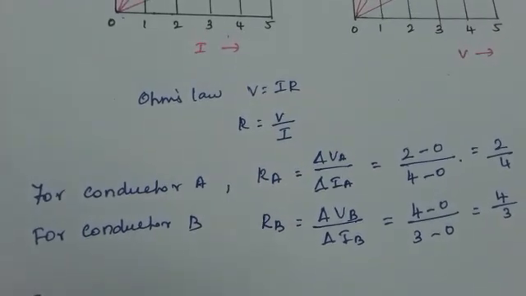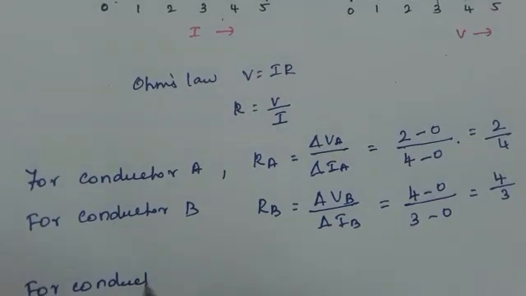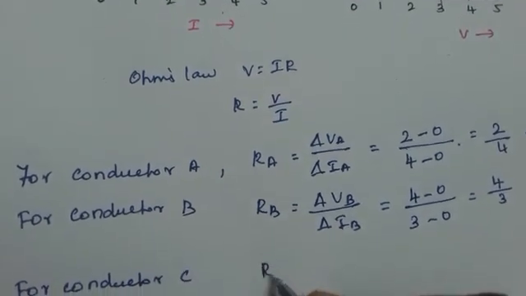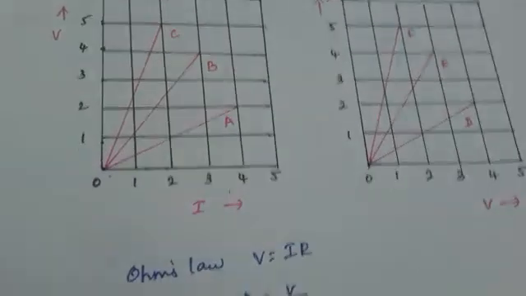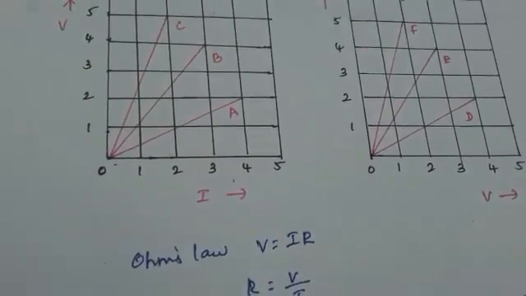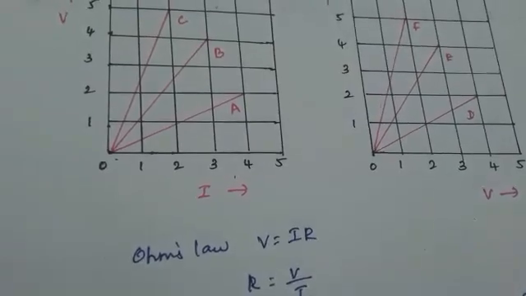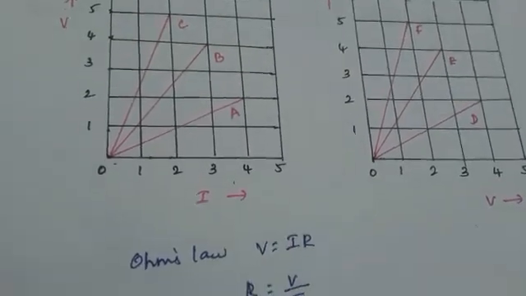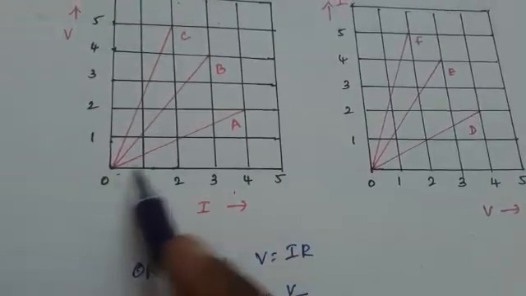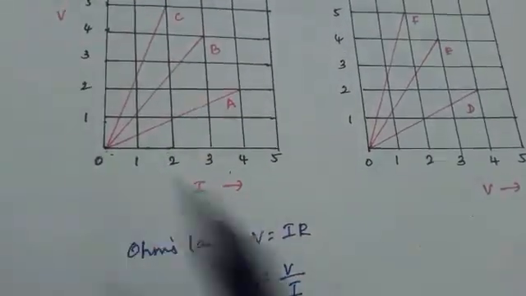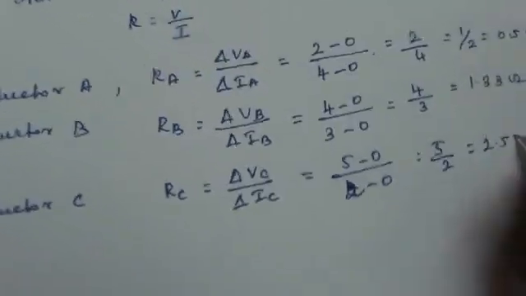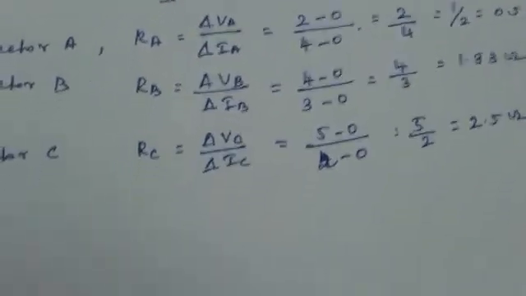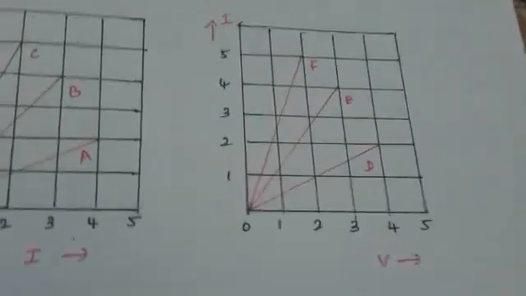Now for conductor C, that is RC. RC is equal to delta VC by delta IC. Here the voltage is 5, so it is 5 minus 0 by, sorry, 2 minus 0. So it is 5 by 2. What is 5 by 2? 2.5 ohm. Now we have to go for the next graph.